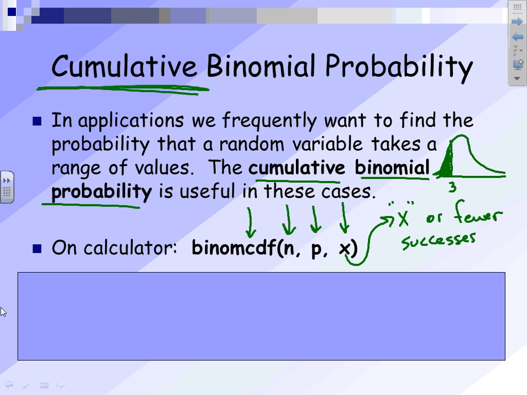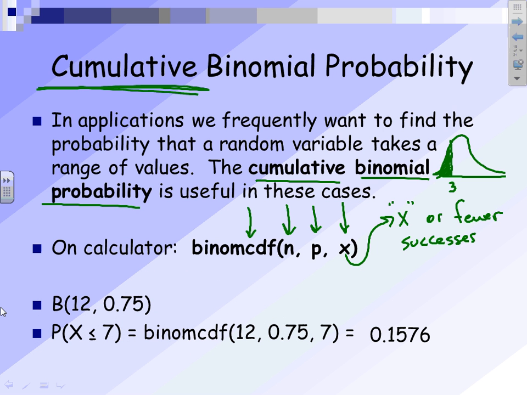Just like the normal CDF, it's going to give us a range here. Now, if we were to look at the binomial distribution where we have 12 observations and the probability of success is 0.75, and we wanted to find the probability of making 7 or fewer, well, same thing, NPX, and this is telling us that she's going to make 7 or fewer 15.76% of the time.